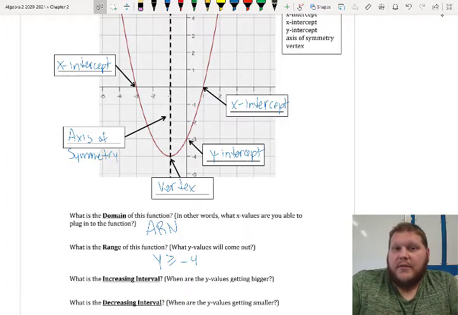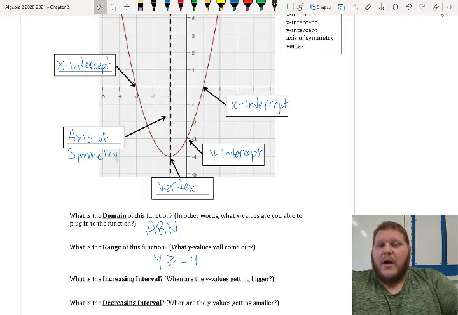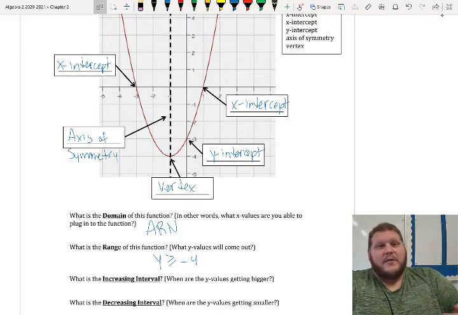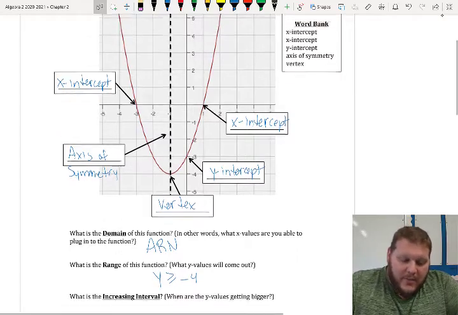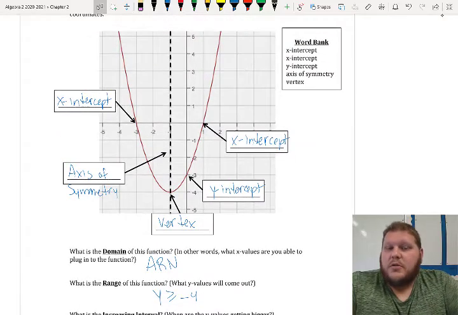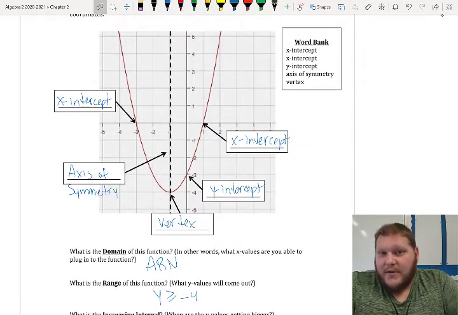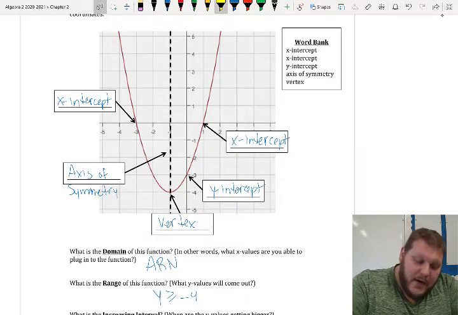Anywhere as you move from left to right on my graph, if my y values are going down, that would be an interval of decreasing. In parabolas, you always have one of each. On one side of your parabola, the y values are going down. On the other side, the y values are going back up as you move left to right.